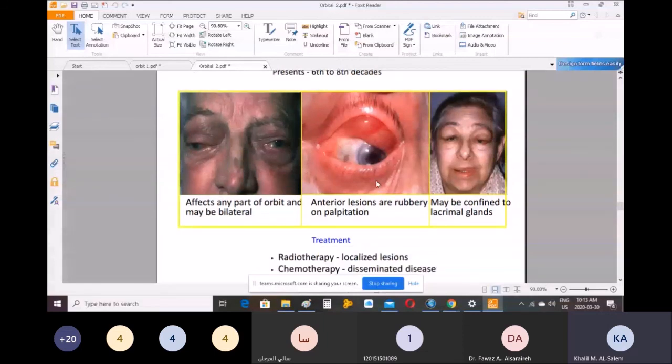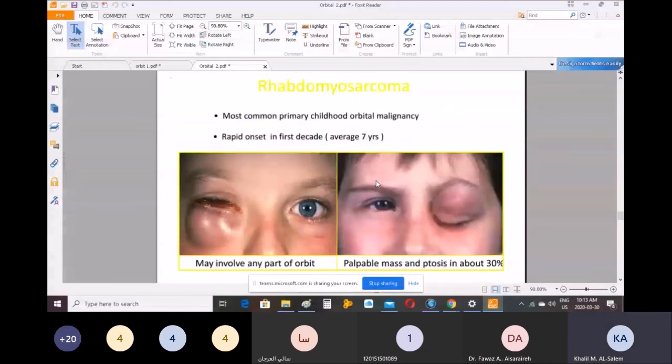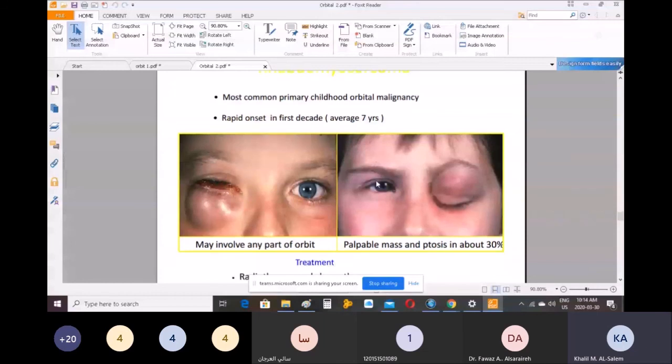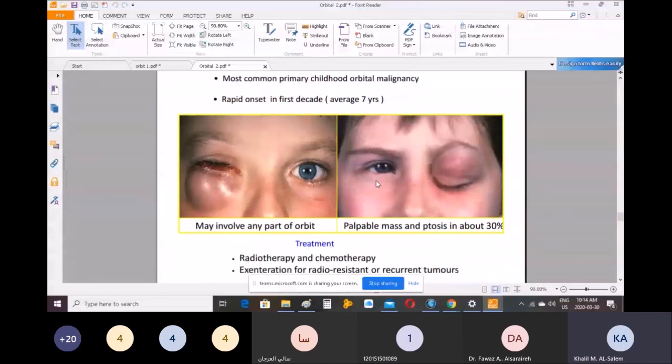Rhabdomyosarcoma is the most common primary malignancy in children. The average age is around 7 years. It is very often mistaken for orbital cellulitis, because it's a fast growing tumor. Within 2 weeks the child looks like orbital cellulitis, you start bombarding him with antibiotics, and nothing improves. You do a CT scan or MRI, and you start to see a mass. Usually the mass can be at any part of the orbit, usually around the muscle.